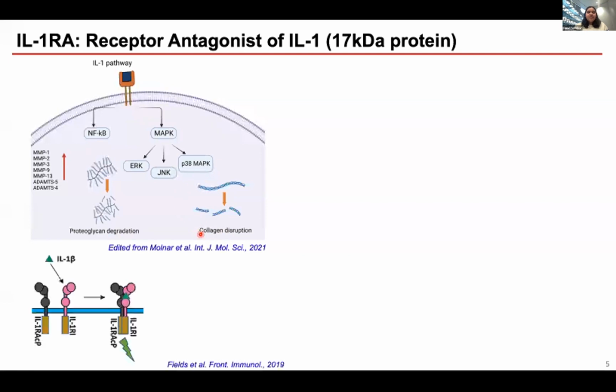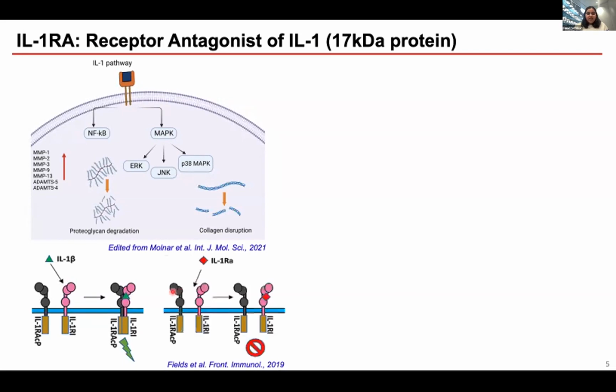When IL-1 binds to the IL-1R1 receptor, it forms a high affinity complex with the IL-1R accessory protein. IL-1RA, the receptor antagonist of IL-1, competitively binds with the IL-1R1 receptor and prevents the recruitment of the IL-1R accessory protein and thus inhibits the signaling pathways. As a result, IL-1RA has been considered as a DMOAD or a disease-modifying osteoarthritic drug.